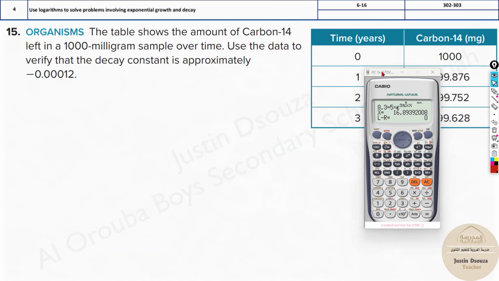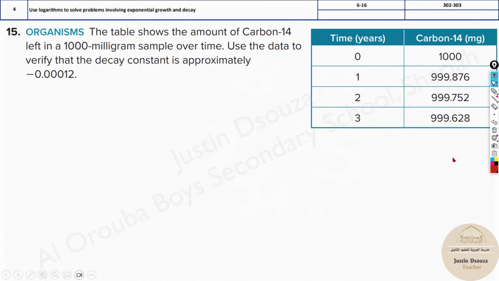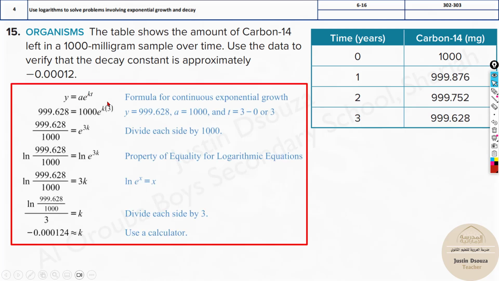Same way, please try these problems by yourselves. I'll just go through them, but they are all very, very simple. Here, same formula, but it's just that this is a decay because they have given the decay constant. So this will be minus k value. Here, we are not going to use this k value. Why? Because they have told to verify that. So that's why we will use this table and verify whether it's true or false.